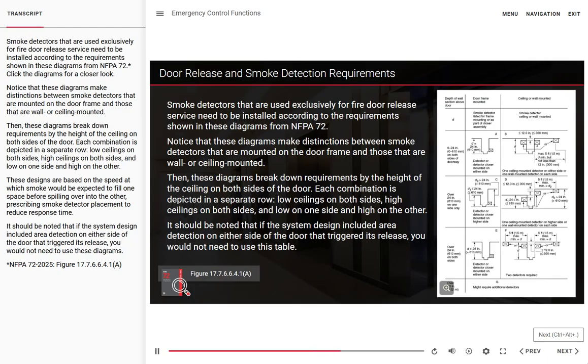These designs are based on the speed at which smoke would be expected to fill one space before spilling over into the other, prescribing smoke detector placement to reduce response time. It should be noted that if the system design included area detection on either side of the door that triggered its release, you would not need to use these diagrams.